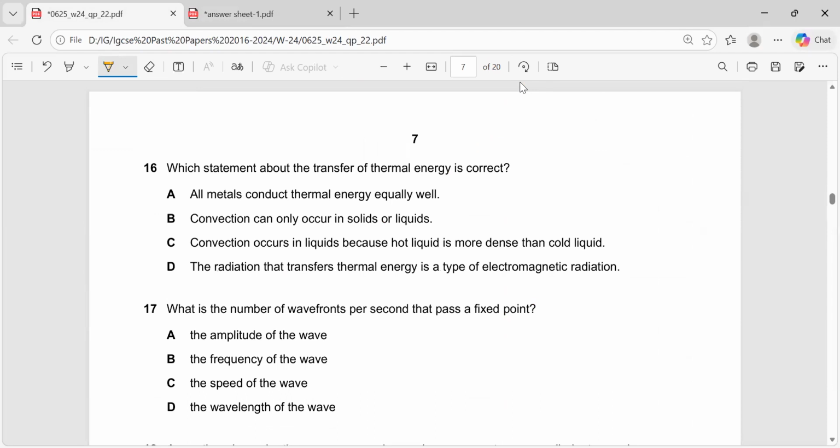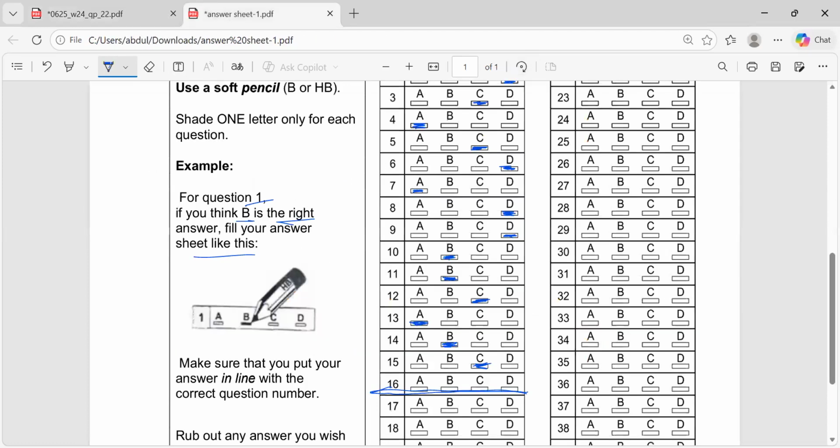What is the number of wave fronts per second? Wave front means crest per second. It means it is equal to frequency: number of waves per second, number of cycles per second, number of oscillations per second, number of vibrations per second, number of wave fronts per second, number of crests per second, number of troughs per second, all are giving the definition of frequency. So 17 is B, the frequency of the wave. So answer for 17 is B.